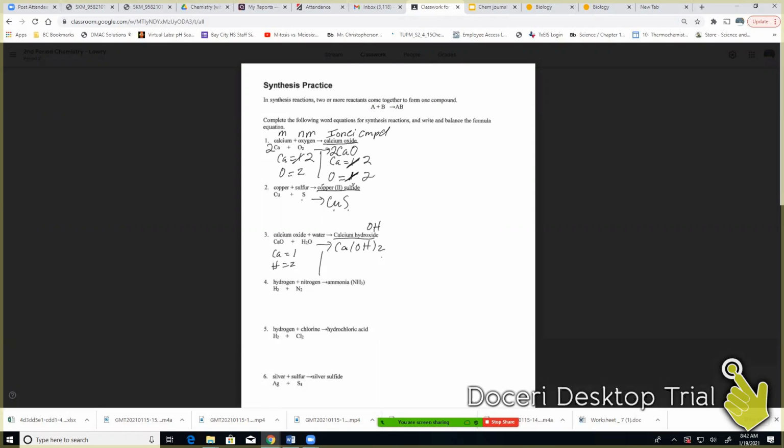It is balanced, isn't it? Because oxygen, if I look, I have 1 here and 1 here, so that gives me 2. And over here, I have 1 calcium. Hydrogen, I have 2, and oxygen, I also have 2. So that is actually balanced. I would not have to give any coefficients.